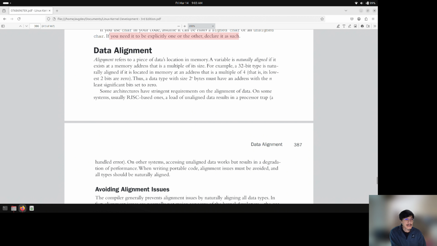Data alignment. Alignment refers to a piece of data's location in memory. A variable is naturally aligned if it exists at a memory address that is a multiple of its size. For example, a 32-bit type is naturally aligned if it is located in memory at an address that is a multiple of 4. That is, its lowest 2 bits are 0. Thus, a data type with 2^n bytes must have an address with the n least significant bits set to 0. Okay, the lowest are 0.